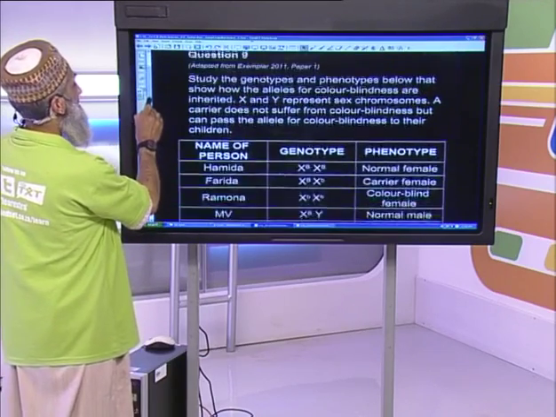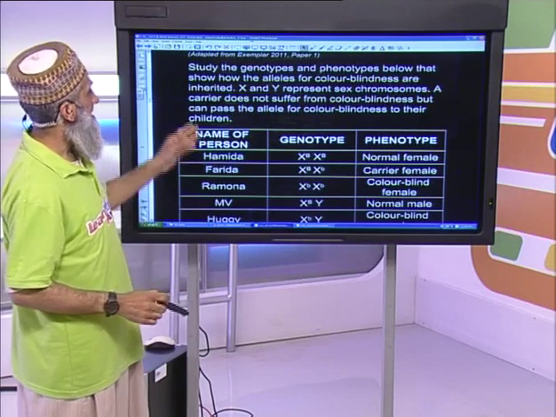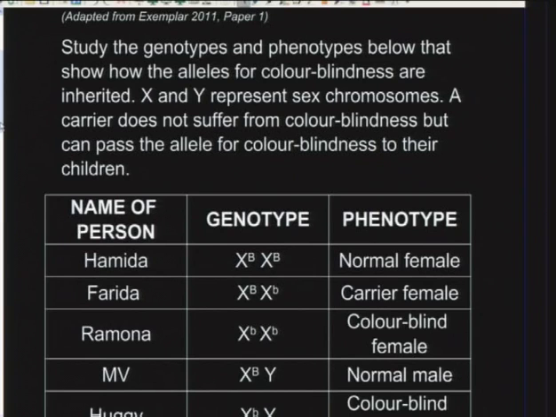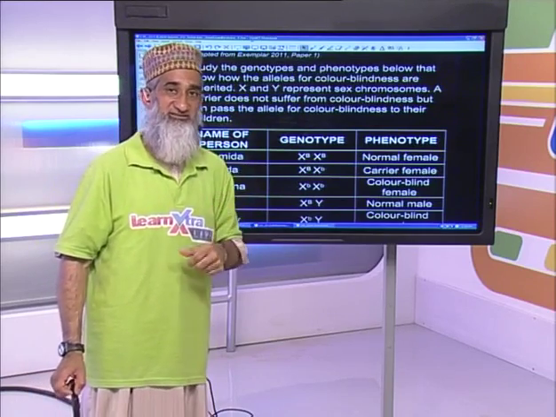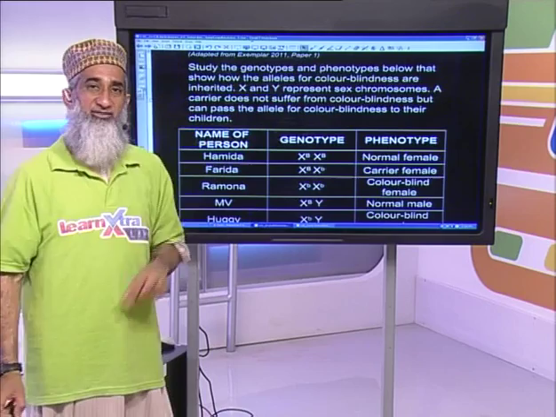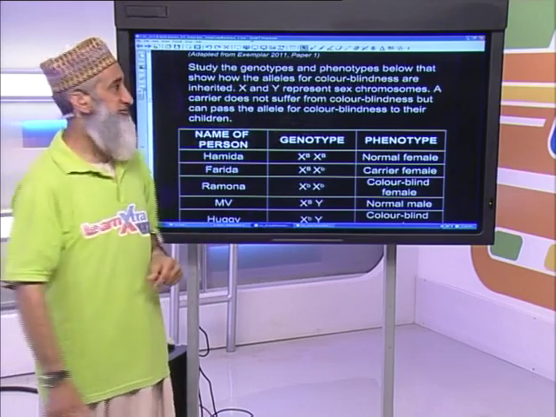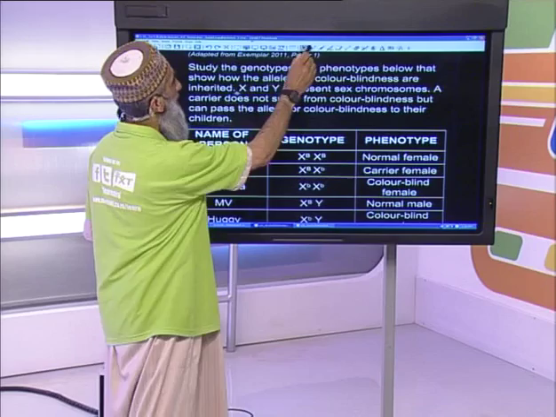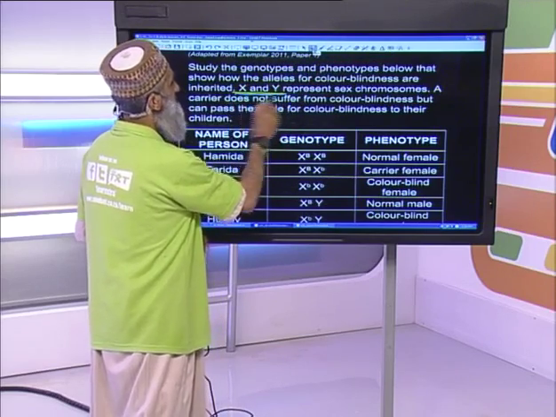Question 9. Now we're moving to a genetic question. Study the genotypes and phenotypes below that show how the alleles for color blindness are inherited. X and Y represent the sex chromosomes. Remember, they don't always have to tell you that X and Y represent. The minute they tell you it's a sex-linked disease, and in this case it's color blindness, you're supposed to know that color blindness and hemophilia are sex-linked diseases or disorders. The minute we talk about sex-linked disorders, you must use the letters X and Y in your answer.